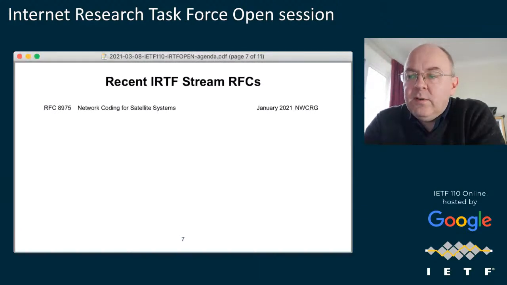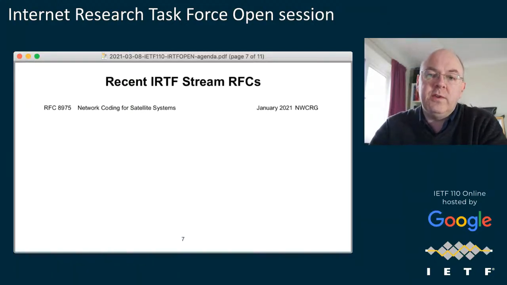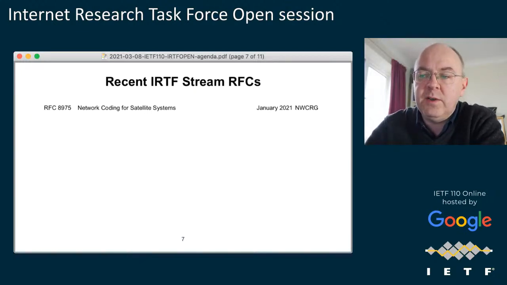And as I said, the IRTF also publishes RFCs. The only RFC published in this cycle on the IRTF stream is RFC 8975, which talks about network coding for satellite systems, which came out of the network coding research group. But I expect there'll be a number of RFCs from the Crypto Forum group and from the Information-Centric Network group, which will be published in the relatively near future. There's a number of them getting close to publication.